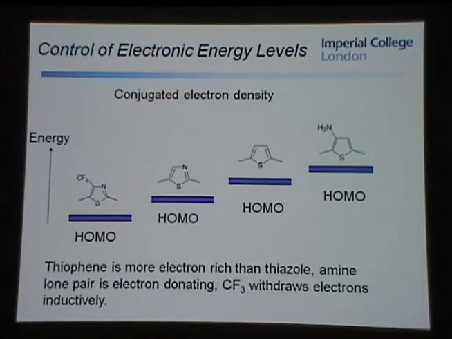Or you can add substituents to the backbone that are going to pull electron density away from the backbone, make it harder to oxidize. So for example, fluorine. Fluorine is the most electronegative atom, so it's an excellent substituent to make these materials harder to oxidize.